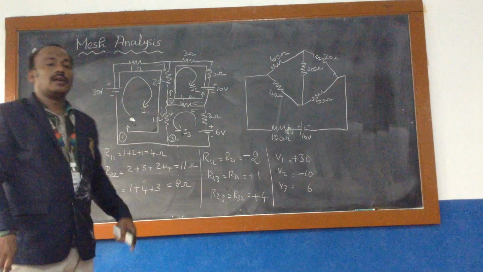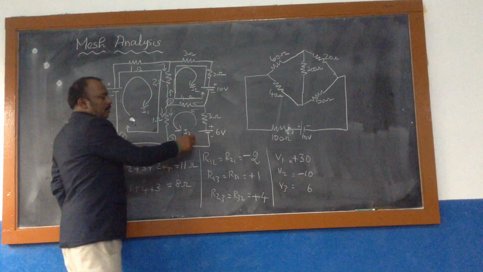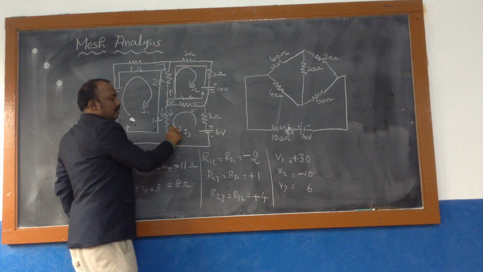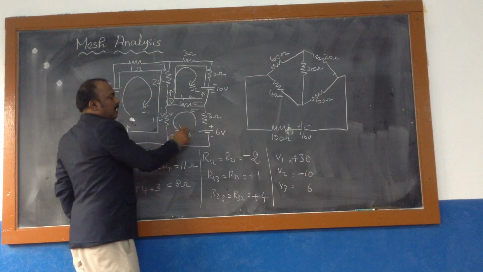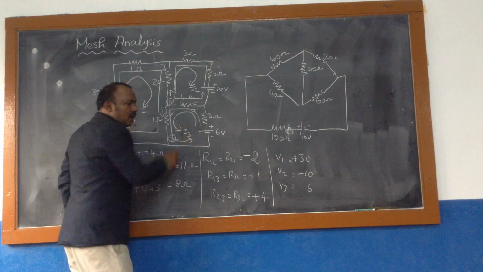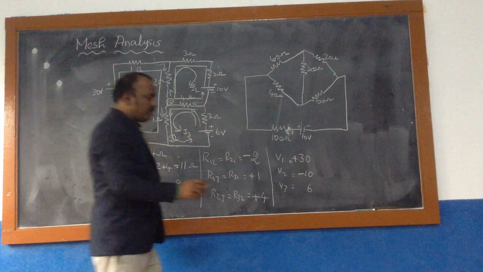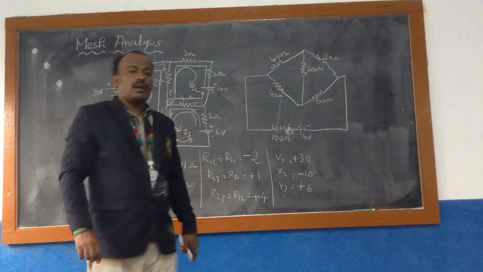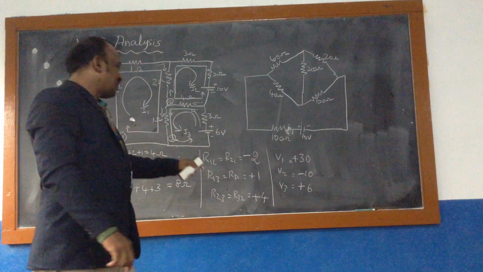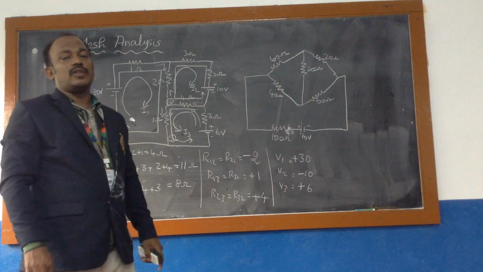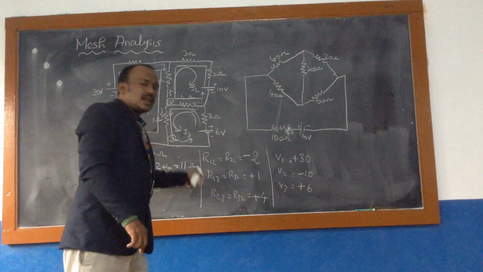Similarly, come to the third loop. Plus 6 is the voltage, and this is the current direction. I have assumed this way, and the actual current direction is this way. Both are the same, so this will become positive. Now, students, you understood these are all the elements of your matrix, R into I equal to V. Now you substitute all the values in this matrix.